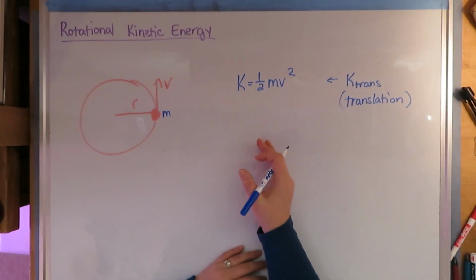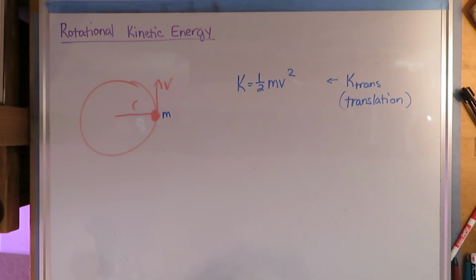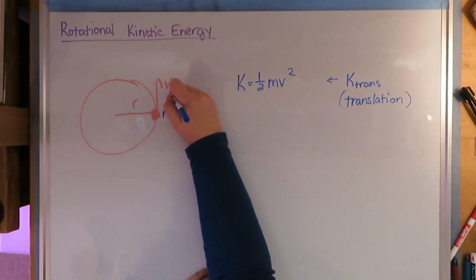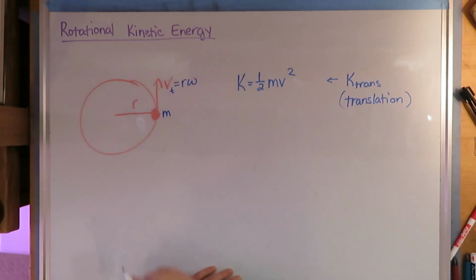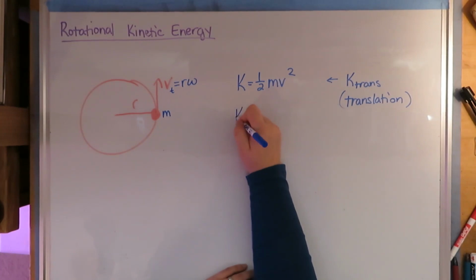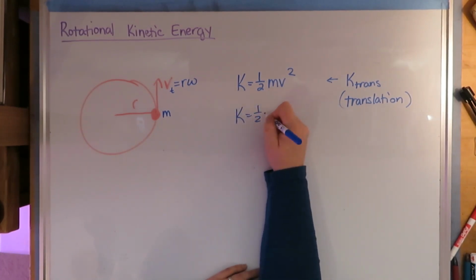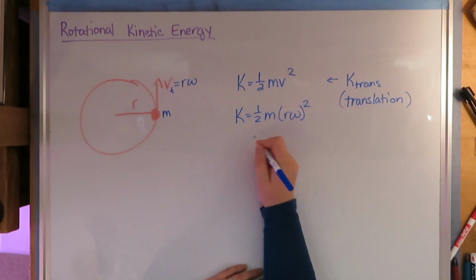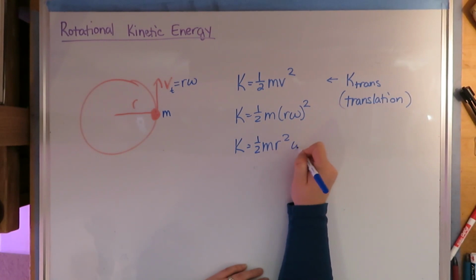But if I want to figure out, because it is rotating, how do I relate the linear motion to the rotational motion? Then that linear speed, that tangential speed here, is equal to r times omega. So if I substitute in r omega for v, for this point mass, and I distribute that out, I get K is 1/2 m r squared omega squared.